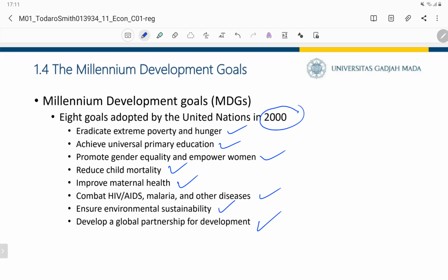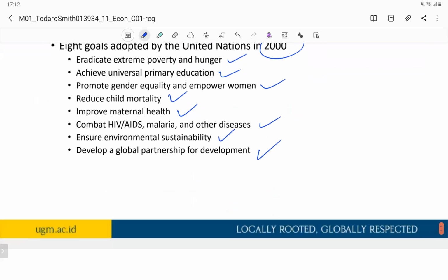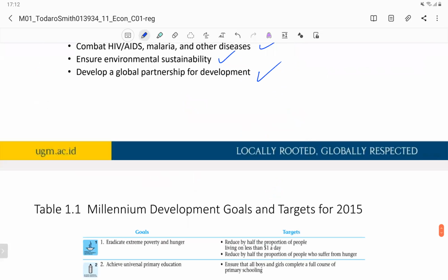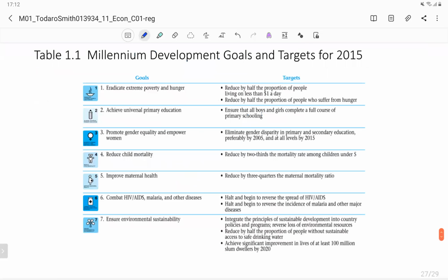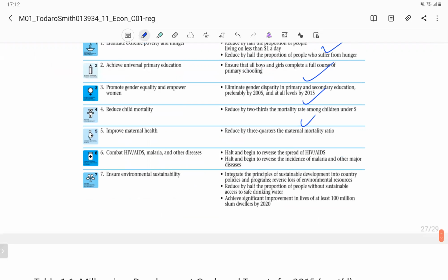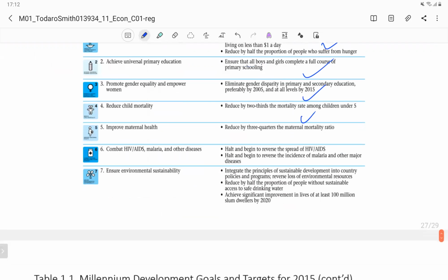Okay. We will talk about MDGs a little bit in this course, not much, just a little bit. And here, each of the goals has its own specific target. You can read it yourself if you are curious, and you can see what the revisions are, because I don't remember what the revisions are. And then, okay, that's the MDGs.